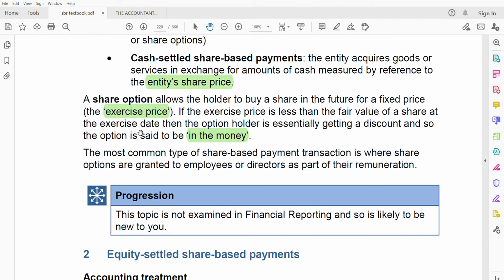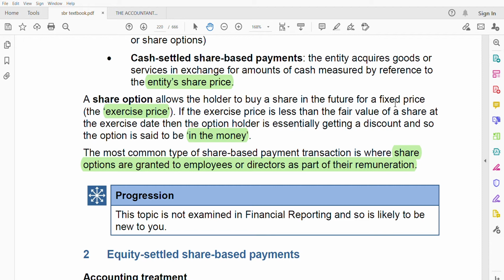Most share-based payments are share options granted to employees. So most of the time in the exam also you will see this, that these are share options which are granted to employees or even directors as a part of their remuneration. This is one of the very common areas for your exam. Most of your revision kit questions are share options granted to employees.